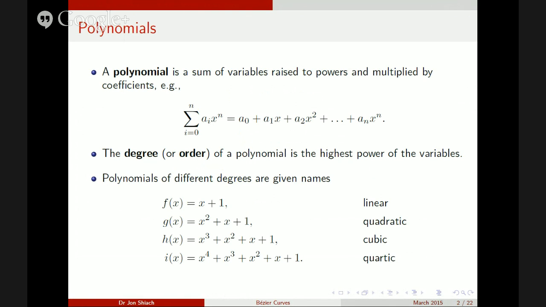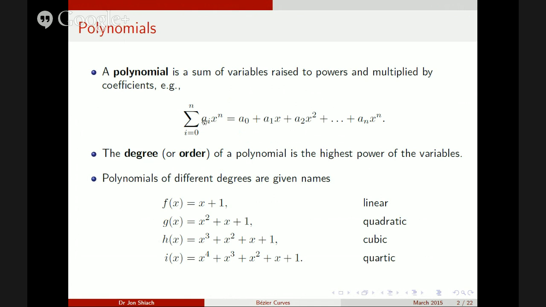You're all second year math students, you know what a polynomial is. But just to refresh your memory, a polynomial is a function which is defined by a sum of variables raised to powers and multiplied by coefficients. So a polynomial is simply a sum. This is sort of the basic definition.